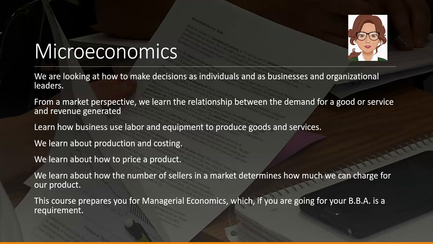And in pricing a product, we learn about how the number of sellers in the market determines how much we can charge for a product. So pricing of our product is going to be tied to how much it costs us to produce and how many other sellers are out in the market, and that's going to help us determine the price of a product. So this course prepares you for managerial economics, which if you're going for your BBA is a requirement. So please try to learn all this information. It will just make your life so much easier as you move forward towards your 4-year degree.